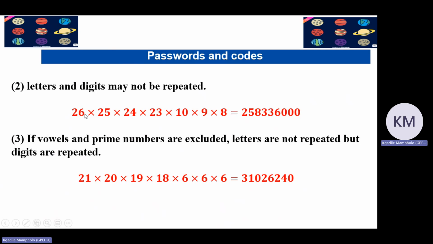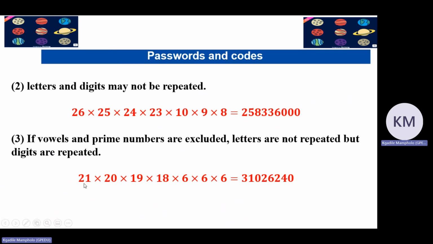So vowels, there are 5. Then it means now we'll use only 21 letters out of 26. Here we say also prime numbers are excluded out of the 10 digits. The prime numbers we talk about are 2, 3, 5, and 7. It means that now we are left with 6 digits. But here we say letters are not repeated, but digits are repeated.